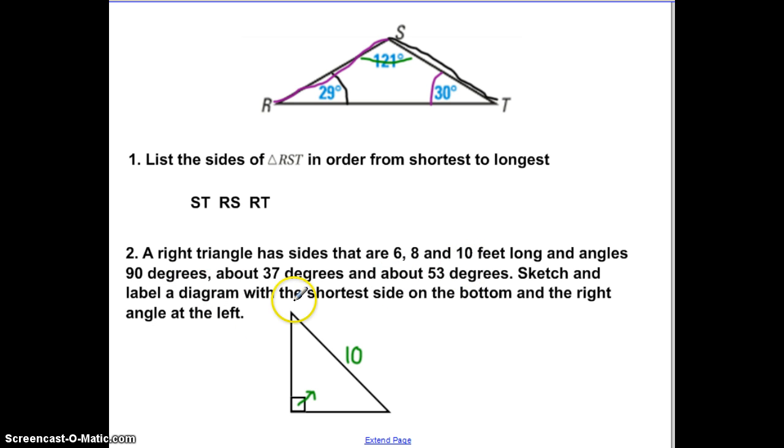Sketch, label, and diagram with the shortest side at the bottom. So I have to have the shortest side down here. My shortest side is going to be 6. So therefore this has to be 8. Across from my shortest side should be my smallest angle. So in here my smallest angle should be 37, which leaves me with 53 for this angle.